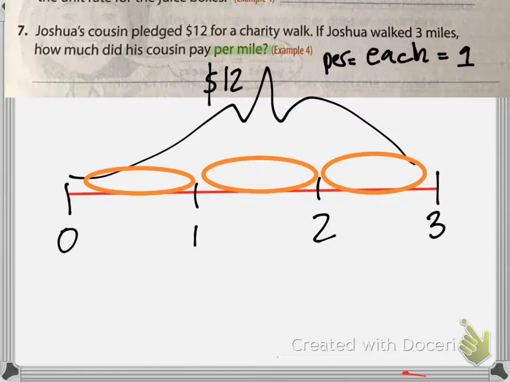I have 12, and I need to split it into those 3 groups to make it even. So 12 divided by 3, we get $4 for each mile. And to check our work, we just do repeated addition. Because if I add up all the miles he walks, I should get the total amount. 4 plus 4 is 8, plus 4 is 12. So I know I'm correct.